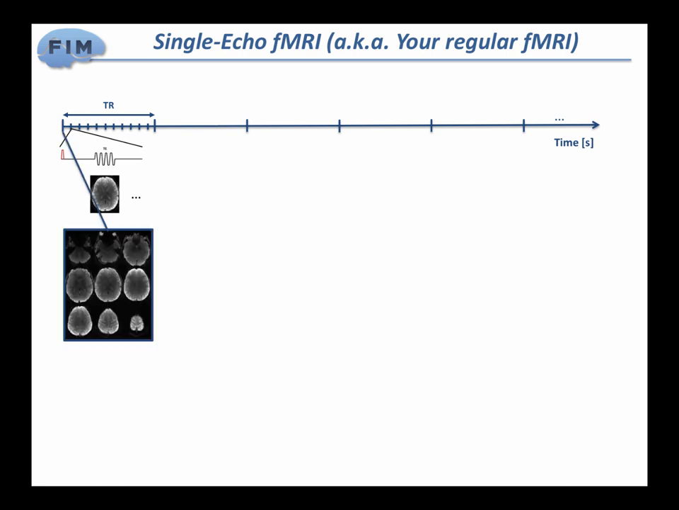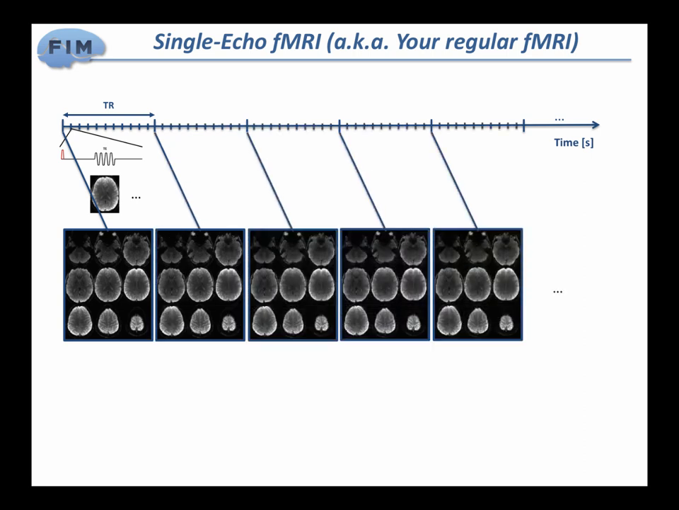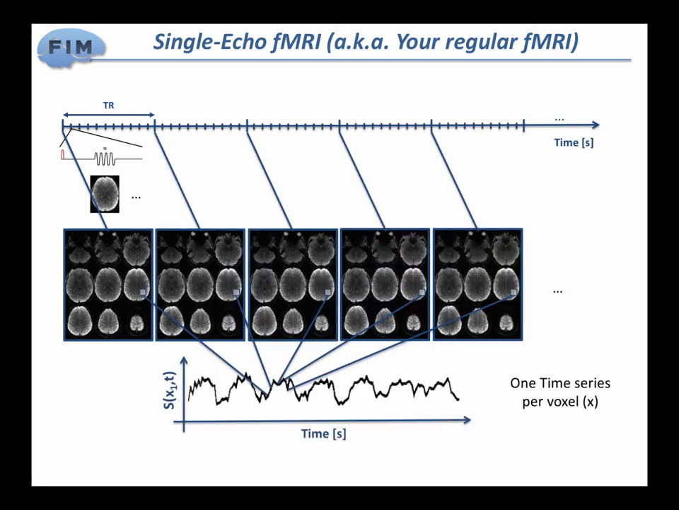That data is acquired at a given echo time, hopefully selected so as to maximize BOLD contrast on average across all gray matter. And when you do that across time, at the end of the day, what you end up with is a time series per voxel. And that's what you input into your preprocessing and then your statistics, and get your wonderful connectivity or activity maps.